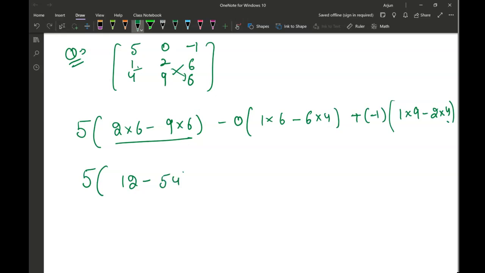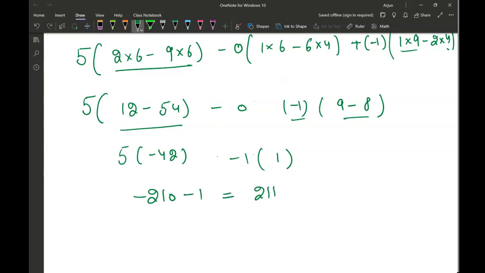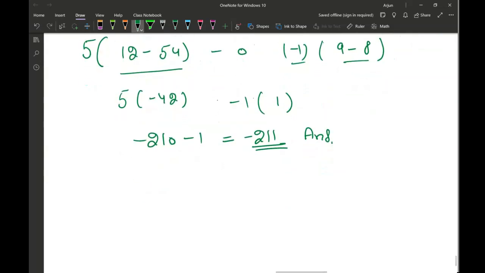6 is 54, and minus 0, and then minus 1 times 9 times 1 is 9, minus 8. This is going to give me 5 times minus 42, and minus 0, and this is minus 1 as it is, and then this will become 1. So this is negative 210 minus 1, which is negative 211. That's your answer for the first one. Now let's look into question number 2.